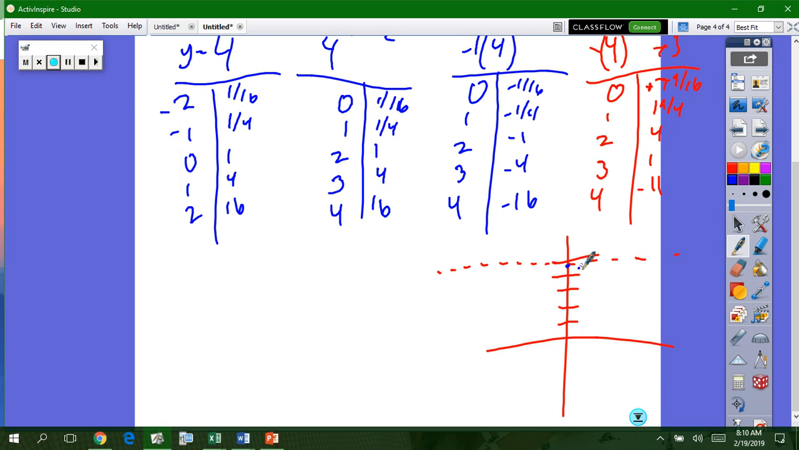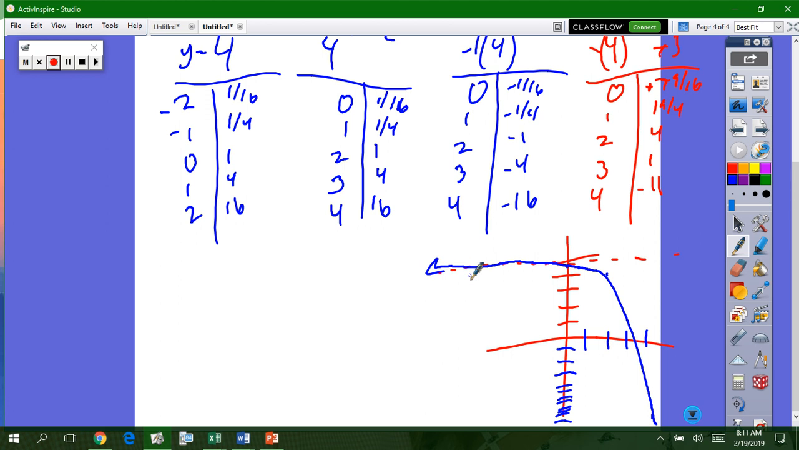So is this. Then 2, I'm at 4. 3, I'm at 1. 4, I'm at -11. So I have this. Don't cross that asymptote. That's cool.